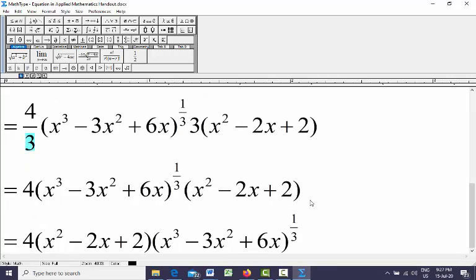In another way, you can simplify it, like you can rearrange it. It's not very necessary. You can write this one first and write this one with the power later. It's not very important.